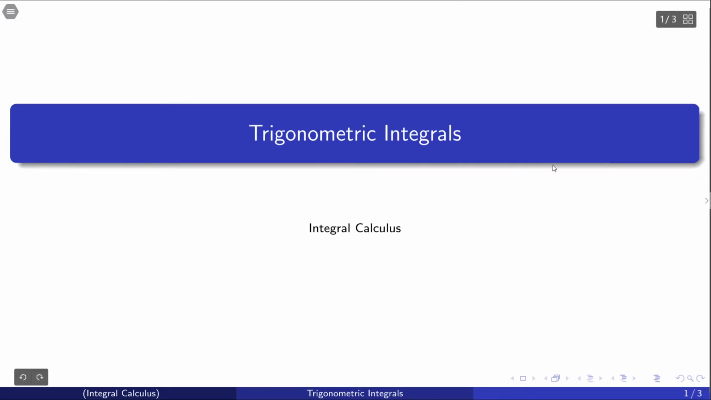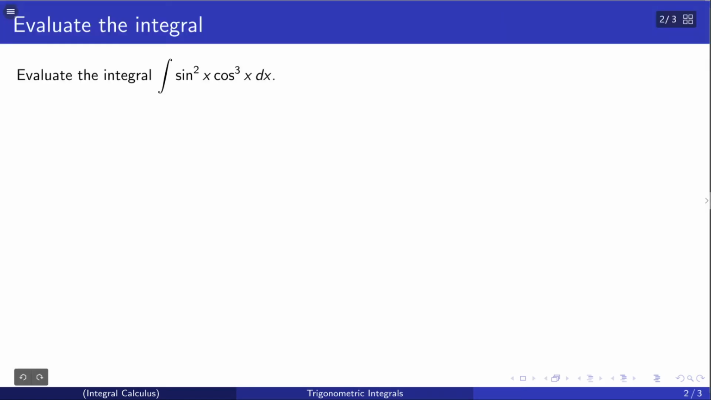Okay, so in this video we'll do a couple of examples where we use a substitution in a smart way in order to simplify an integral with trigonometric functions. And let's look at this integral, for instance. It's the integral of sine squared times cosine cubed of x dx.